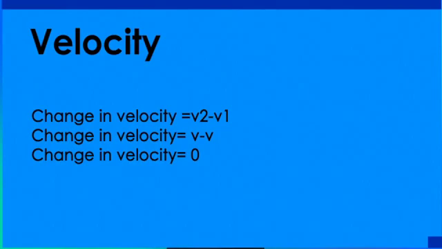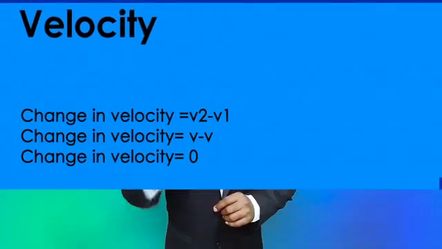Let v1 and v2 be the velocities of an object having a uniform motion at time t1 and t2 respectively. The change in velocities between time t2 and t1 is given by v2 minus v1. As the object is in uniform motion, we can say that v1 is equal to v2 equal to v. Then the change in velocity will be v minus v, that is, change in velocity is 0. Then we can say that for an object having a uniform motion along a straight line, the change in velocity of the object for any time interval is 0.